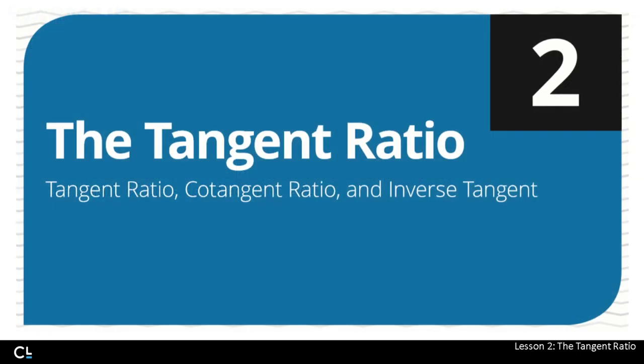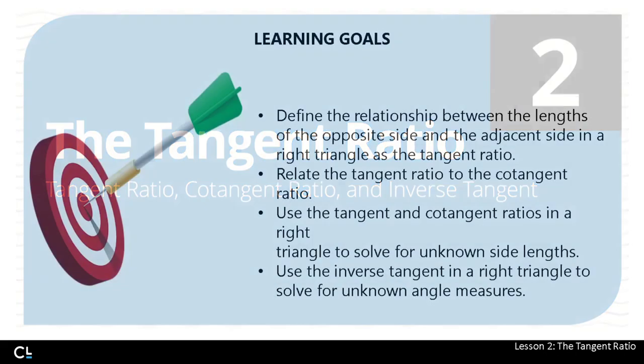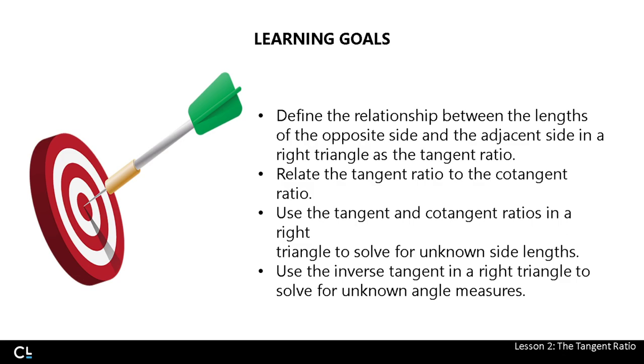So our lesson today is called the tangent ratio. No fun name here, right? I mean, tangent's kind of fun, but we're going to be talking about the tangent ratio, the cotangent ratio, and the inverse tangent. So we're going to define relationships between the lengths of opposite sides and the adjacent side in a right triangle, and it's going to be known as our tangent ratio.